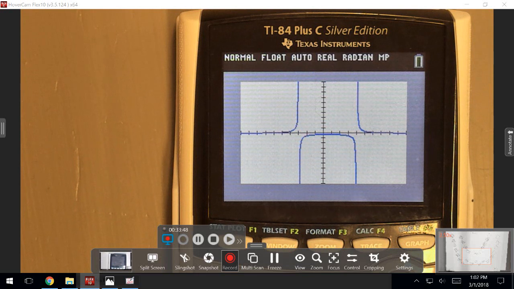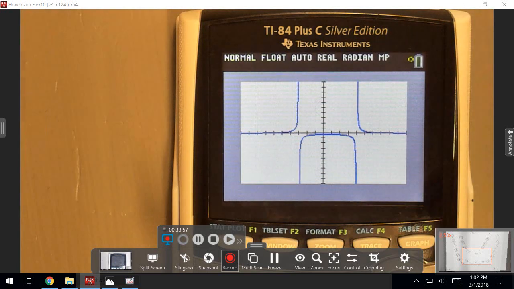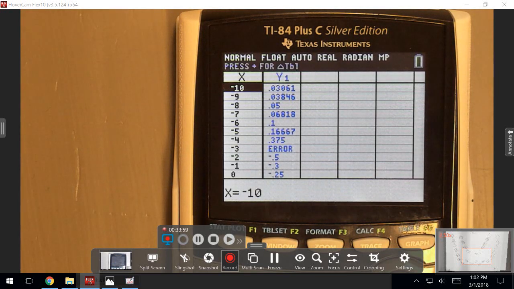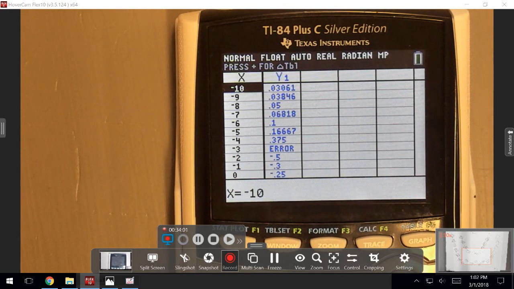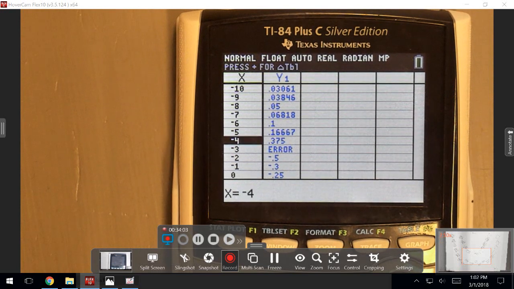Yes, they're 3 separate graphs. So if you hit table, what happens? You have the points, but mostly they're decimals. If you go to your table, okay, let me look at this. Error. Why did you get an error at x equals negative 3?